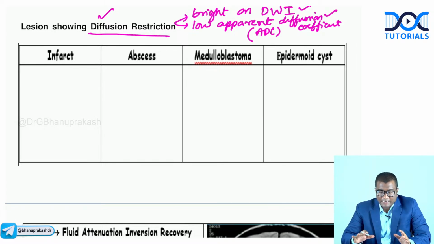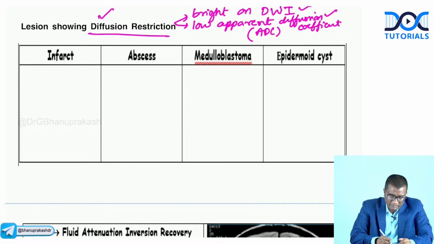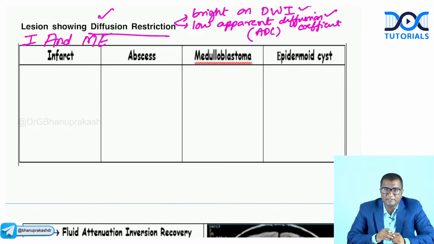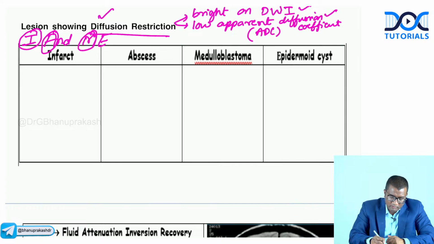They mean the same. And you can learn this as I and me. Remember, if it is a narcissistic personality, it's all about I and me only, right? I and me, right? So that kind of personality, the narcissistic. Infarct, acute infarcts, abscess, medulloblastoma and epidermoid cyst.